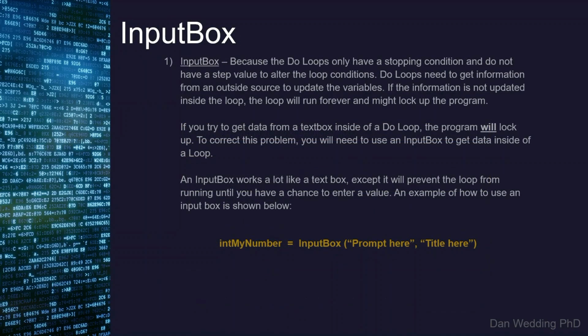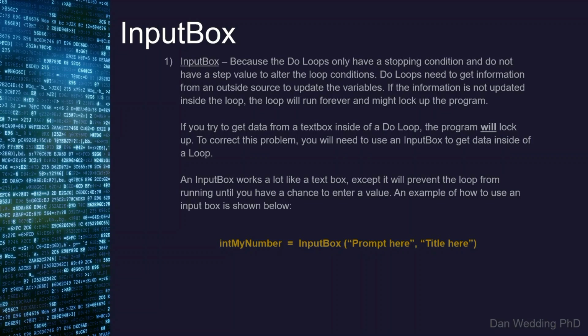Because the do loops only have a stopping condition, they do not have a step value to alter the loop conditions. Do loops need to get information from an outside source to update the variables. If the information is not updated, the loop will run forever and might lock up the program. If you try to get data from a text box inside of a do loop, the program will lock up.